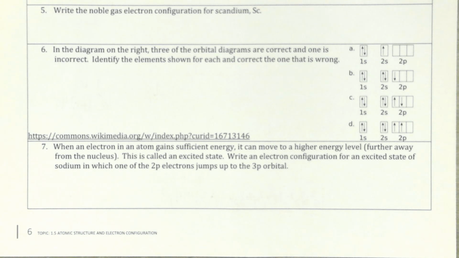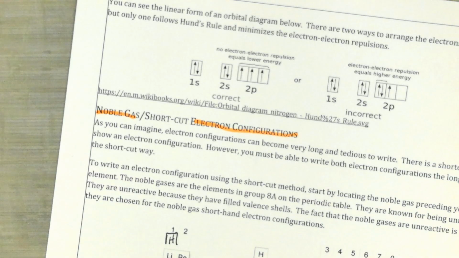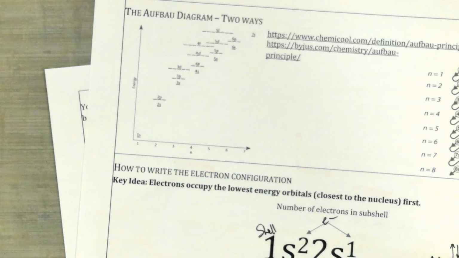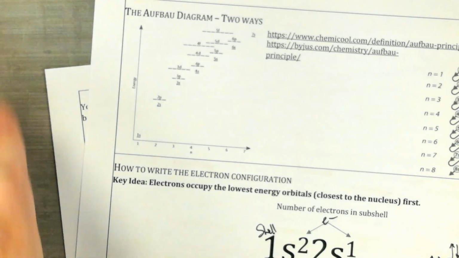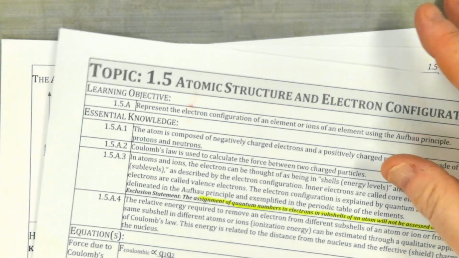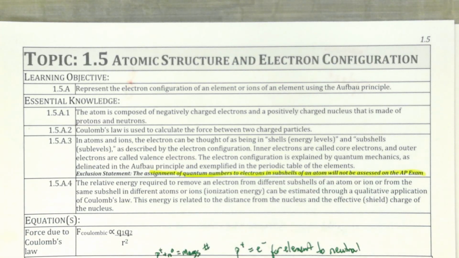Okay? All right, so that is your notes and the practice on 1.5 electron configuration and going over the orbital shapes and atomic structure. So make sure you go through and do that practice, and I will see you in class.